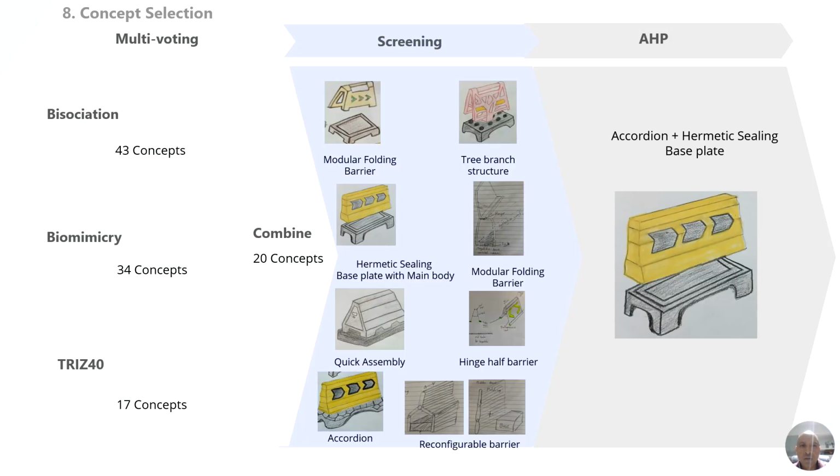For the start of concept selection, from the concepts that were generated, each member carried out a multi-vote to obtain the 20 most promising concepts. Then a concept screening was performed to narrow them to the 9 best concepts. Using the screened concepts, the team began the AHP process, presenting the key characteristics essential for the design of our final concept. The AHP outcome: the accordion hermetic sealing base plate.